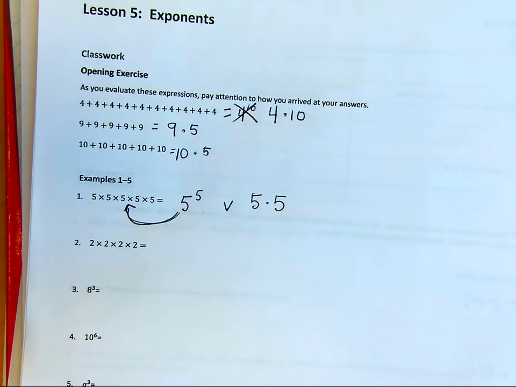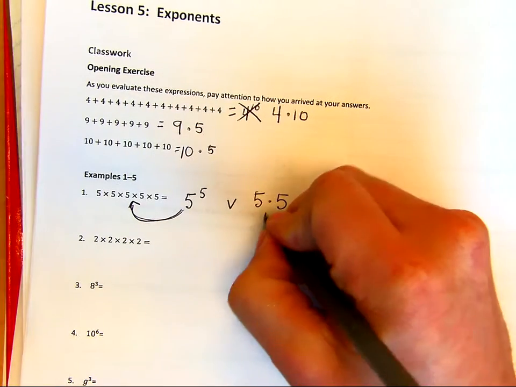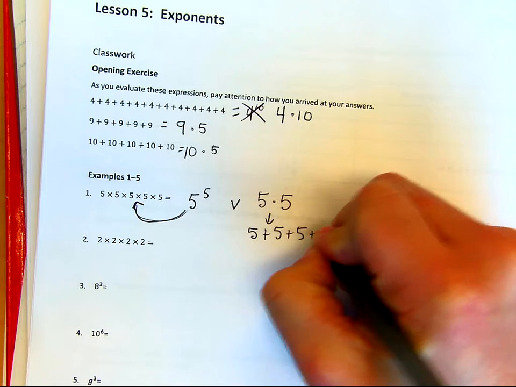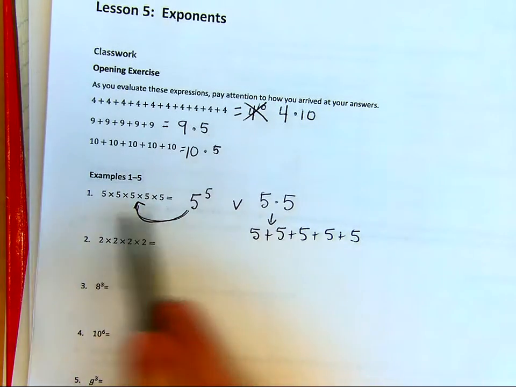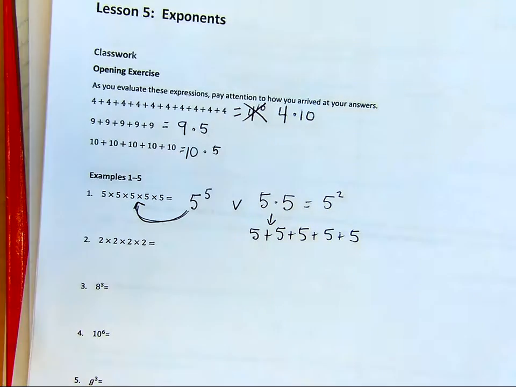Okay. 5 times 5, what might that look like? Just 5 times 5. It could be 5 times 5. Can anybody think of it as a repeated problem? Yeah. 5 plus 5 plus 5 plus 5. Or it could be 5 plus 5 plus 5 plus 5 plus 5, right? So either way I'm looking at it, they're not the same thing. This one would be 5 to the 2nd power.